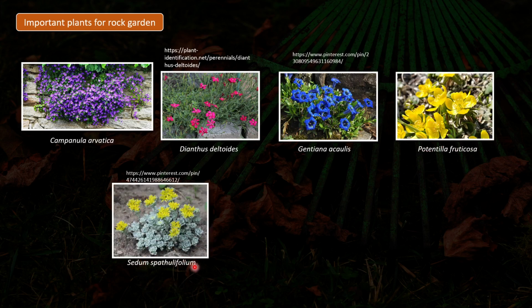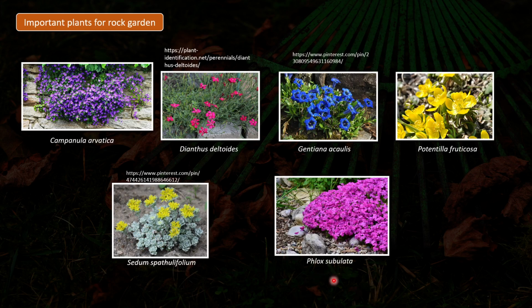Then Sedum spathifolium, so this is a mainly desert plant. It requires full sun, right? So it also does not require water at all. Then Phlox subulata, so this is Phlox subulata. So these are some of the colorful rock garden plants that can be used to build your rock garden.